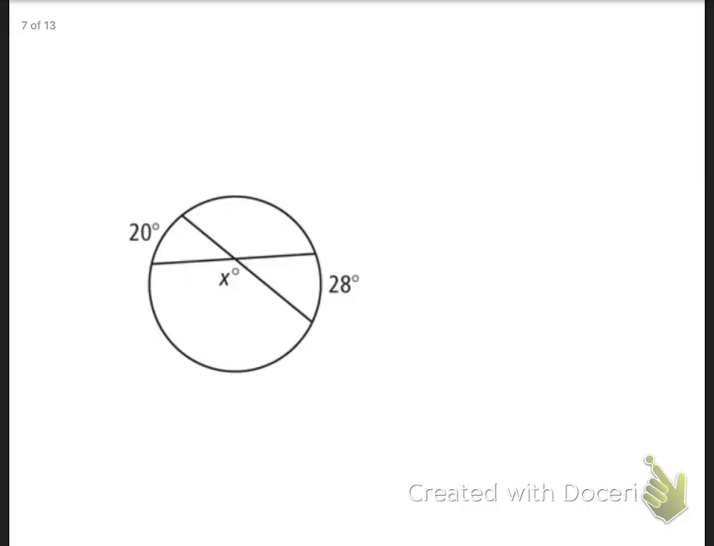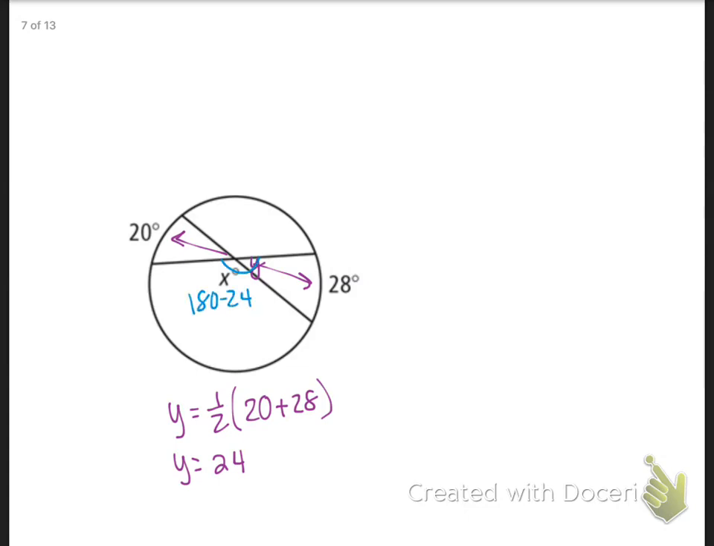Okay, my next one, my angle that it opens up to is this. I don't have anything represented there because x is opening up to the wrong one. So we're going to find y first. It's sitting on the inside, so I got y equals 1/2. Since I'm gaining friends, it's on the inside, I'm going to add. So y is going to equal 24. I'm going to use that to find the other one. So these two make up a line. So if I do 180 minus that 24, I'm going to get my angle x. So just realize you're only finding the angle that's opening up to those arcs.